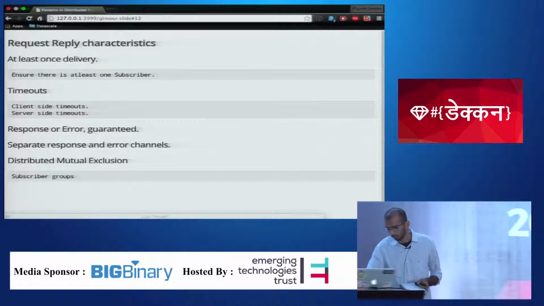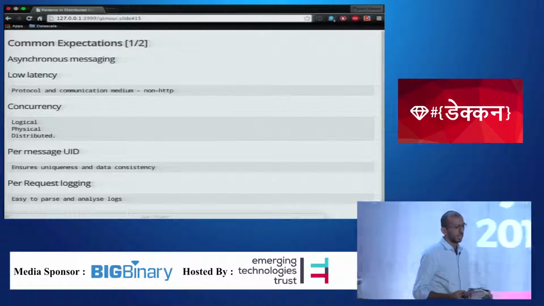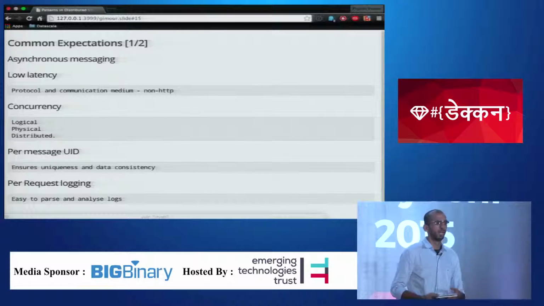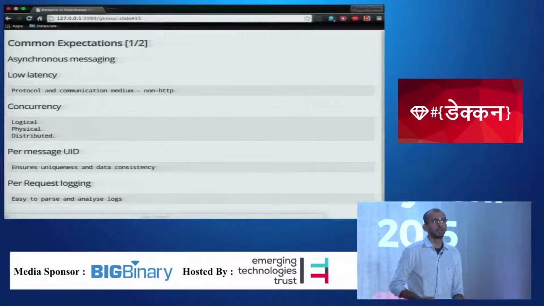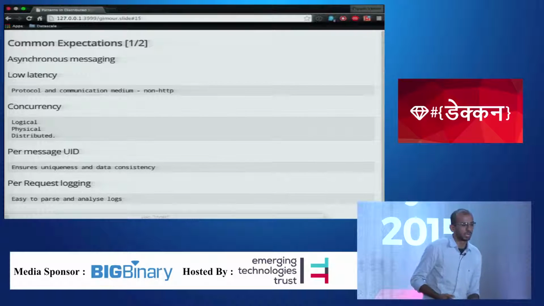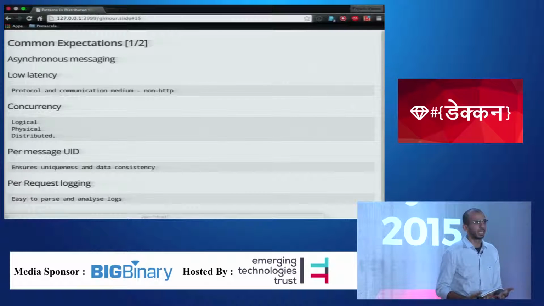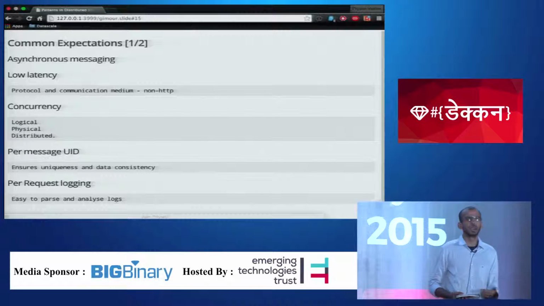Coming back to common expectations, low latency. When you're designing distributed systems, you expect it to be as fast as possible. The fact that we don't use any HTTP communication, we only use the Redis protocol, is definitely significantly faster than that. Concurrency. Every time we speak of concurrency in distributed systems, we mean three sorts: logical, physical, or distributed.